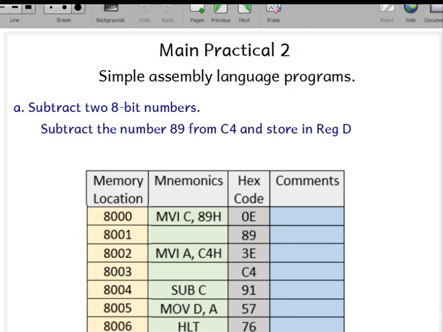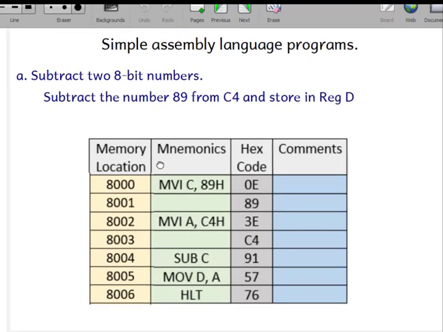In this particular practical, we will do some operations with respect to registers. As the first one, subtract 8-bit numbers. There can be various programs for this, and I have considered this one. We have to subtract the number 89 from C4 and store the result in register D. So we have to do C4 minus 89, that is what is given.